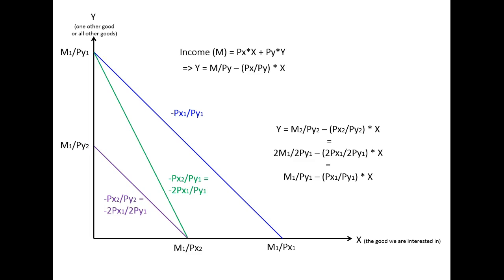So if we double all the prices in the economy, that will give us an unchanged real economy. The consumer will have the possibility to consume the exact same budget set as originally.